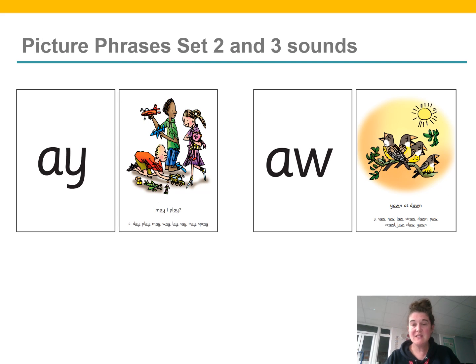So if your child is learning set 2 or set 3 sounds, the cards look a little bit different. Instead of having the handwriting phrase on them, these have a short phrase that captures the focus sound. So for example, we've got A, may I play, and or yawn at dawn. And we use these short phrases, these rhymes with the children as that memory hook again.